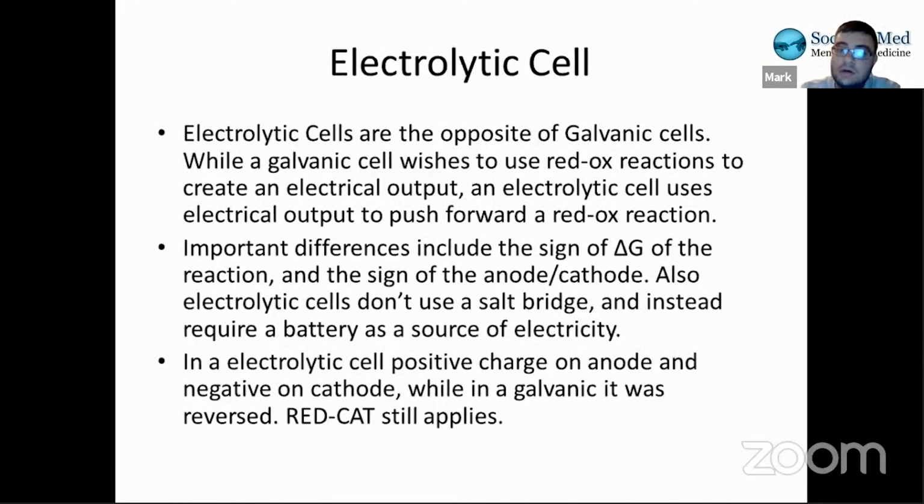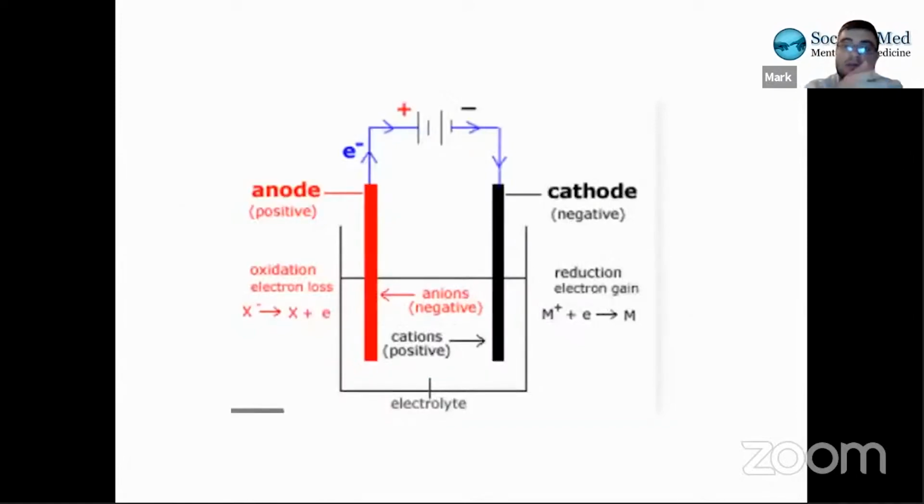In an electrolytic cell, there's a positive charge on the anode and negative on the cathode, which I mentioned, while in a galvanic cell it's reversed. Red cat and an ox still apply, by the way. Even though the signs of the cathode and the anode are flipped, reduction always happens at the cathode no matter what. Oxidation always happens at the anode no matter what. It's just the signs of the electrodes that are flipped.